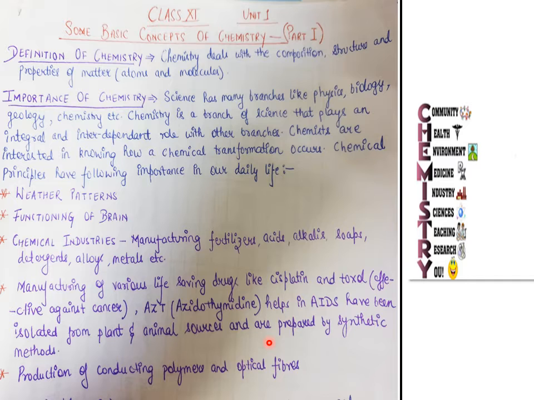Also, in the last section, the production of conducting polymers and optical fibers can only be done with chemistry. There are a lot of conducting polymers and optical fibers. They conduct signals, and optical fibers conduct signals at a very fast pace. Now, how can they be prepared? How can they be manufactured? What elements should go into it so that the conduction of the signal becomes easy, or thermal conduction becomes easy.